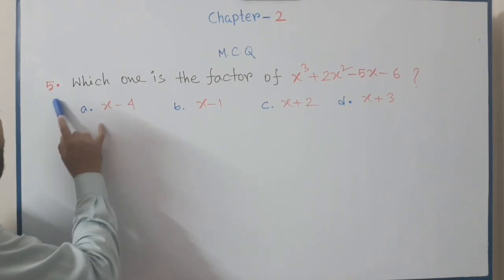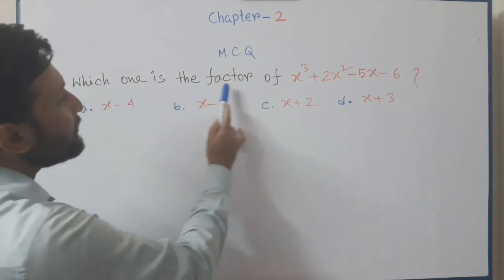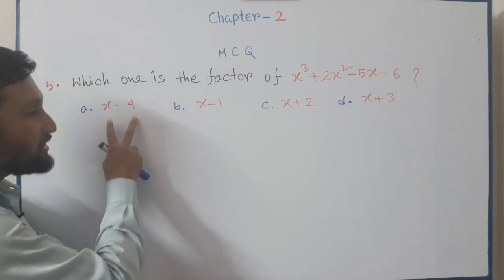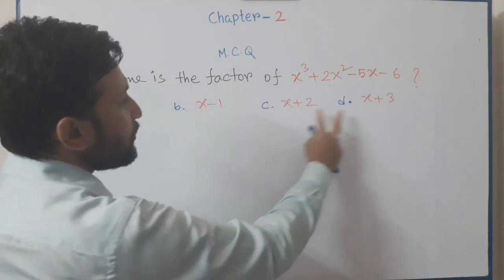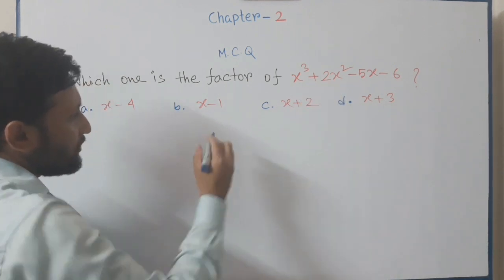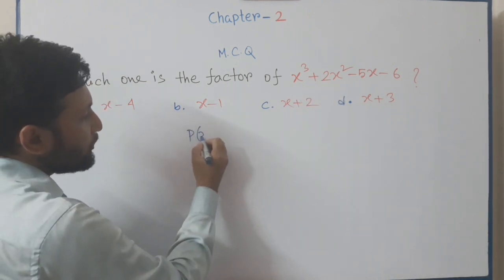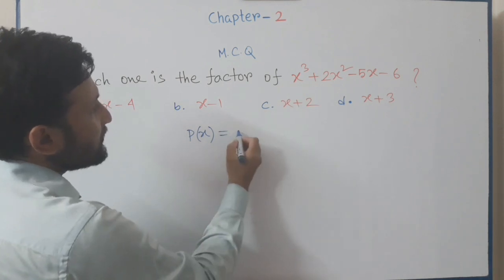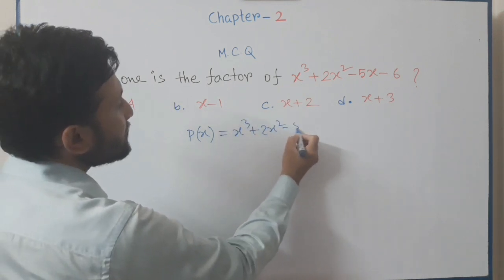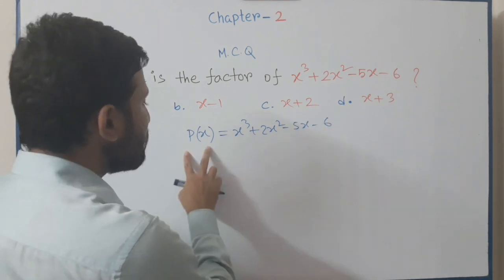5. The question is, which one is the factor of this polynomial? Okay, so we have to identify which option is the factor of this polynomial. At first write down the polynomial: p of x is x cube plus 2x square minus 5x minus 6. Let the polynomial be p of x.